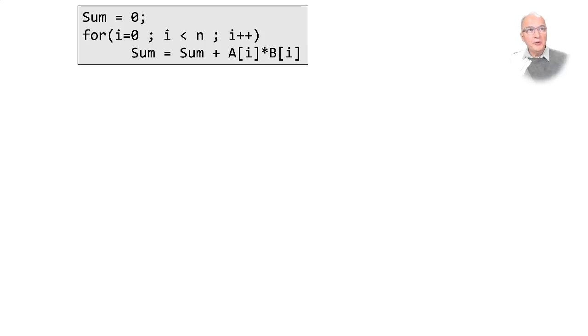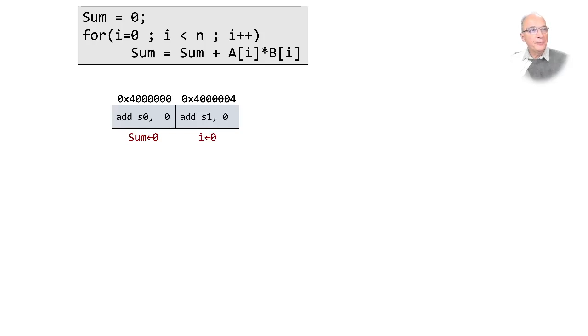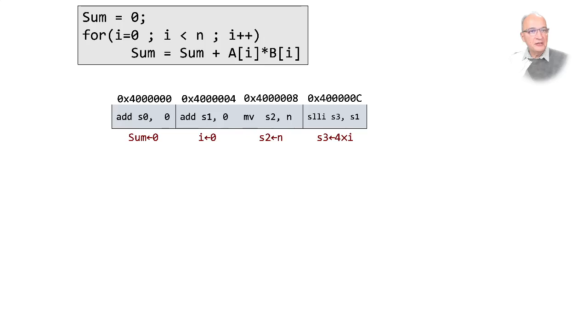So here is an example of a simple program. This program computes the sum of the product of matrix A[i] and B[i]. In this program, I will start by initializing the variable sum to 0. And then I will initialize the variable i to 0. And I will create the value of n in some register. And then I will multiply the value of i by 4, because this is an access to arrays that I assume are integers.